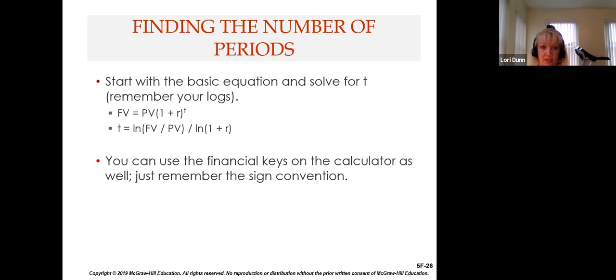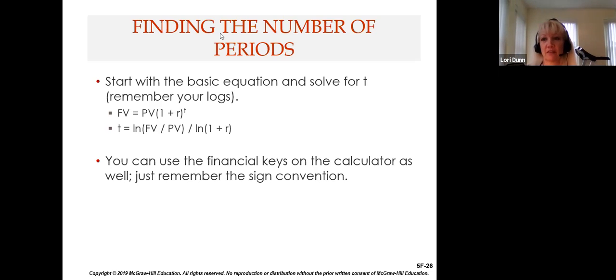So T would be the natural log of the future value divided by present value, divided by the natural log of 1 plus r. Now, I learned this the other day because I don't really use these formulas that much anymore. But it reminded me, if you're wondering what LN is, it's the log function on your calculator. So my log function is in the first column, 1, 2, 3, 4, 5, the sixth one down.